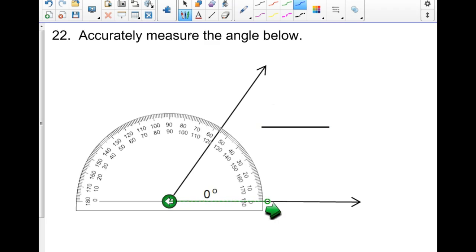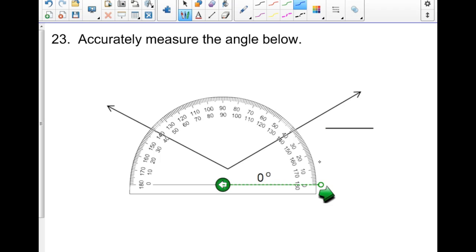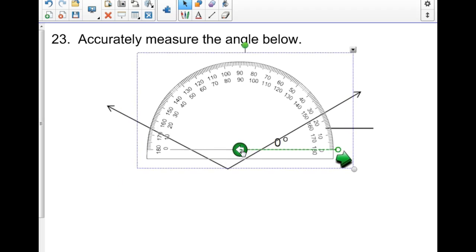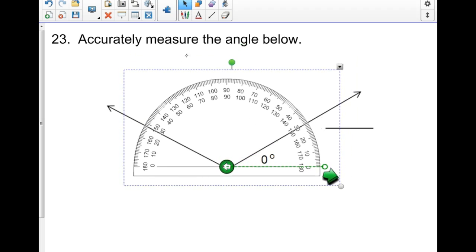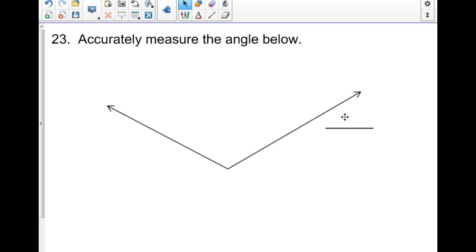Next, accurately measure the angle. If your arrow is pointing on the protractor to the right, you read the outside numbers because it starts at 0 here, and that's about 56. If your arrow is pointing that side, you would read from 0 the inside numbers. You just have to pay attention to where your arrow is pointing towards 0. Not really liking this protractor. I think I'm going to get rid of that one and get a different one.